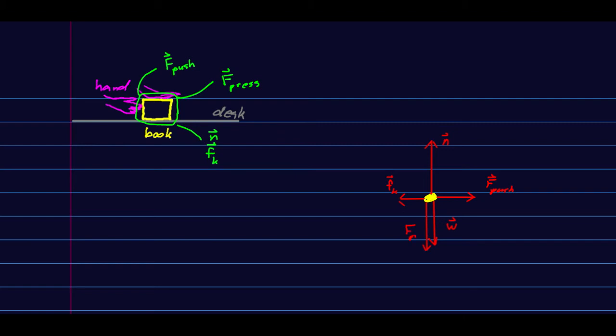Well, the book does not accelerate down into the desk, and so the normal force must have increased to compensate for that F press. And what we're seeing now, the reason it was harder to push the book, is that it turns out that when the normal force increases, so does the friction. The friction turns out to be proportional to the normal force exerted by the same surface.